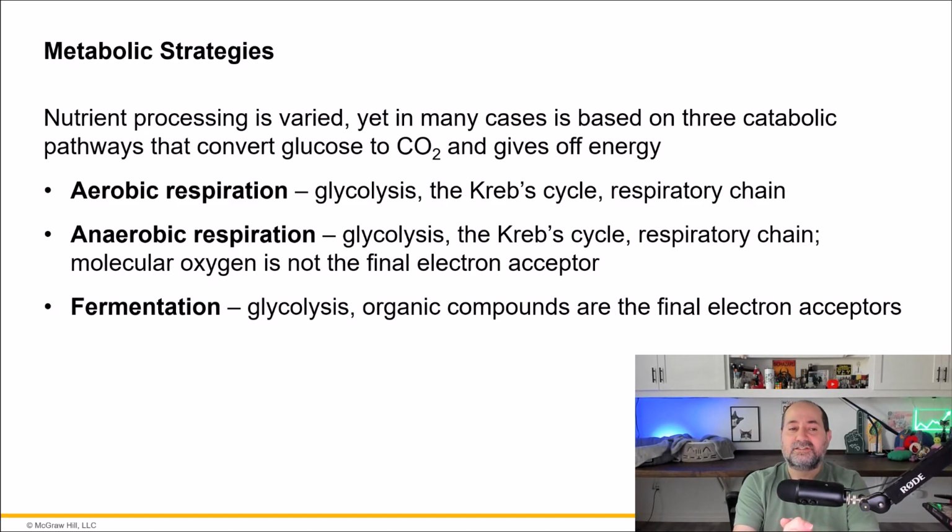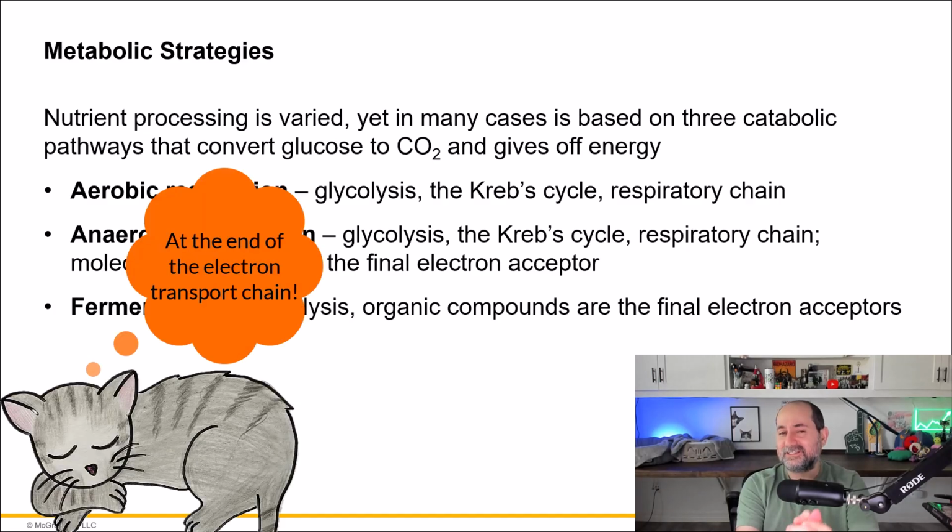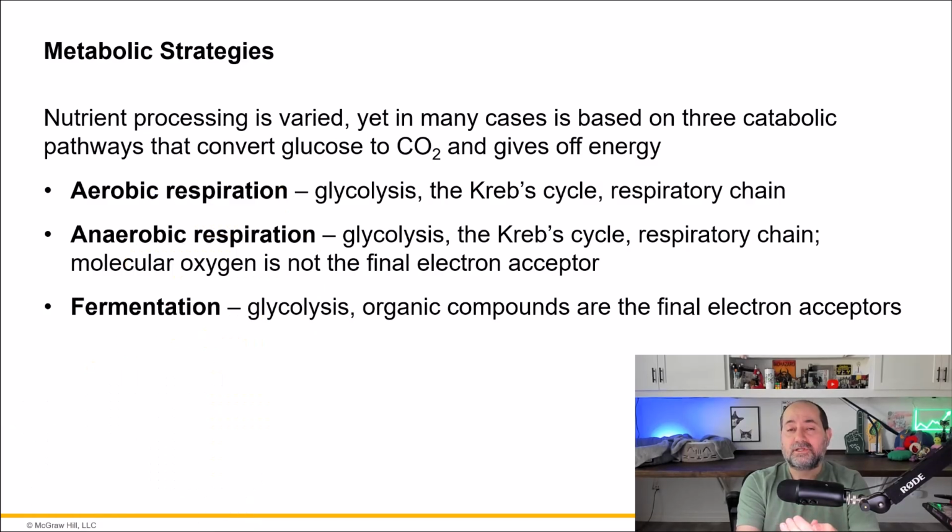The only difference you should know between aerobic respiration and anaerobic respiration is simply the identity of the terminal electron acceptor, which picks up the electrons where? That's right, at the end of the electron transport chain. For us aerobic respirators, oxygen picks up the electrons at the end of the electron transport chain, whereas for anaerobic respirators, a molecule other than oxygen, such as sulfate or nitrate or something of the sort, picks up the electrons at the end of the electron transport chain.